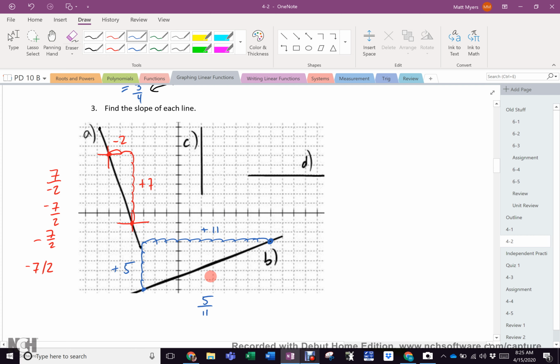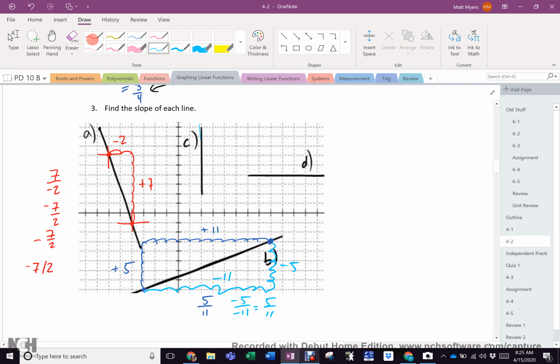Now what if I'd gone the other way? Which I'll use a different shade of blue for. Negative 5, and then negative 11. Negative 5 over negative 11 is still 5 over 11.